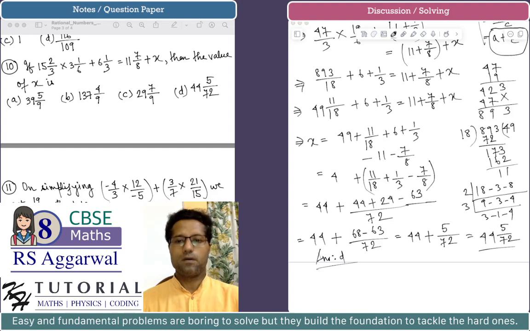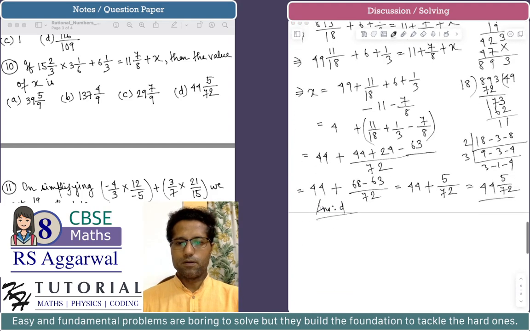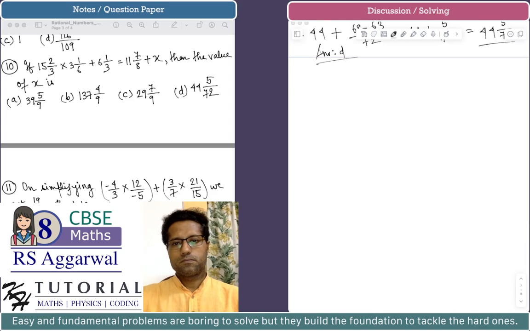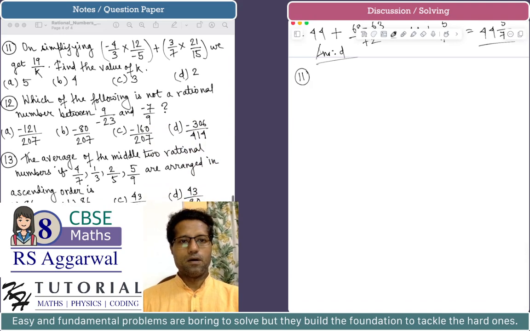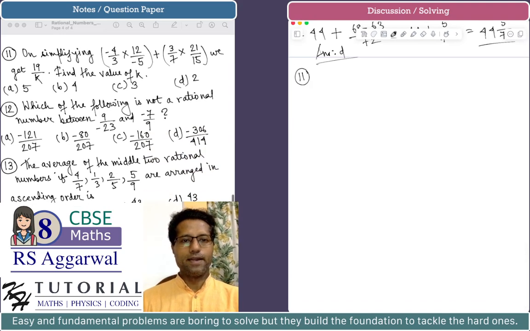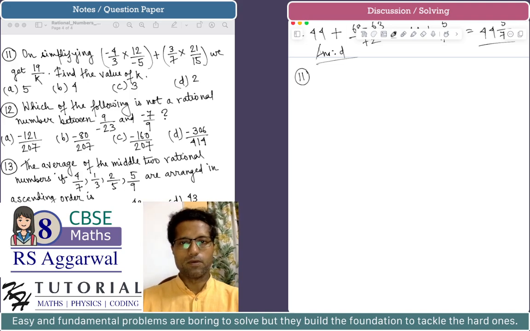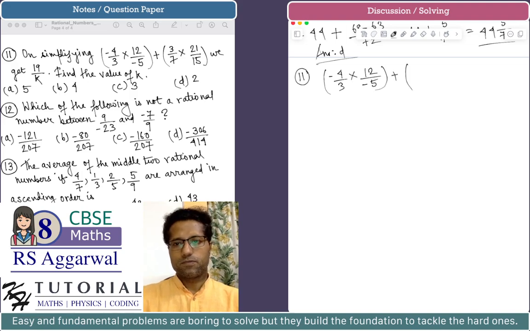Okay, let's do problem number 11. Problem number 11 says on simplifying this we get 19 by k. Find the value of k. Okay, so let's see what we get by simplifying. Minus 4 by 3 multiplied by 12 by minus 5 plus 3 by 7 multiplied by 21 by 15.